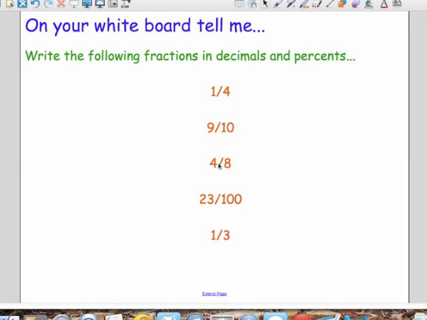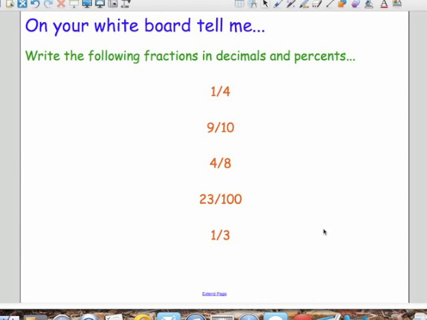I want you to write the following fractions in decimal form and then in percent. These are pretty easy fractions to turn into decimals, so these are ones you should have memorized. And then you should be able to easily move the decimal point 2 places to the right to turn it into percents. If you're stuck, raise your hand. We'll come around and help you get started on the first one. Go ahead and do this now.